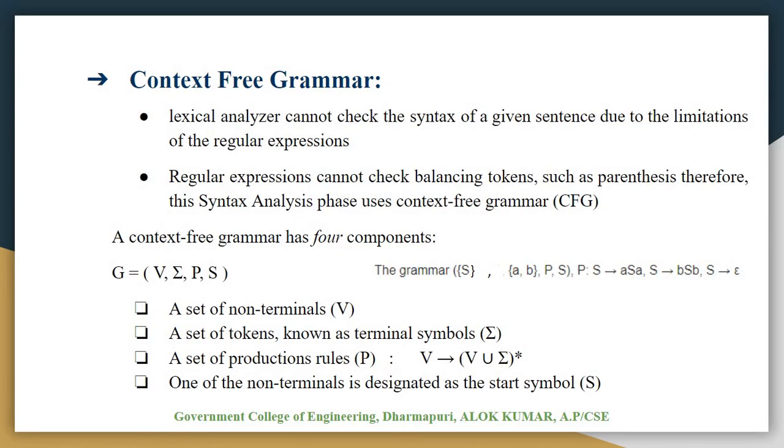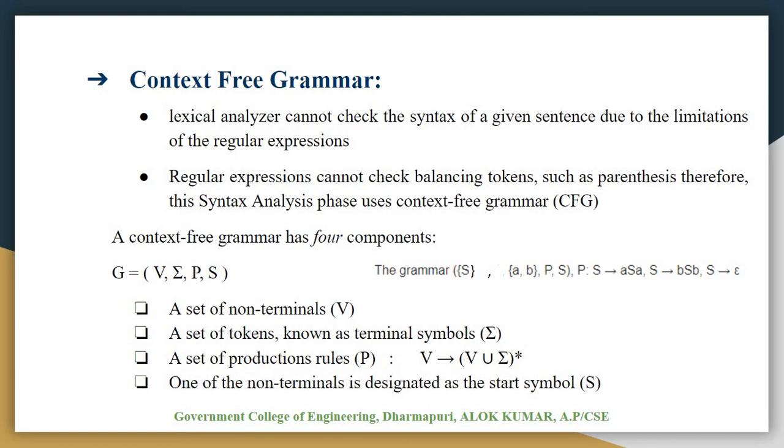So here the first is context-free grammar. You have already seen this topic in theory of computation, but still we will see it here. The lexical analyzer cannot check the syntax of a given sentence due to the limitations of regular expressions. Regular expressions cannot check balancing tokens such as parentheses. Therefore this syntax analysis phase uses context-free grammar, so that we can check the syntax of the grammar.